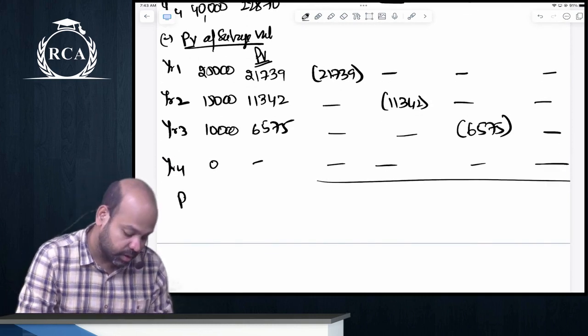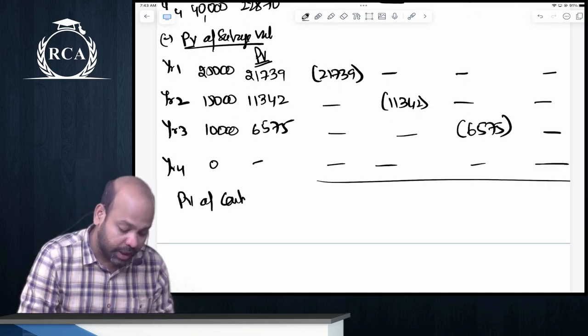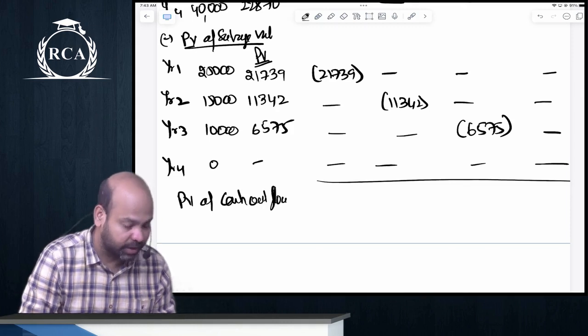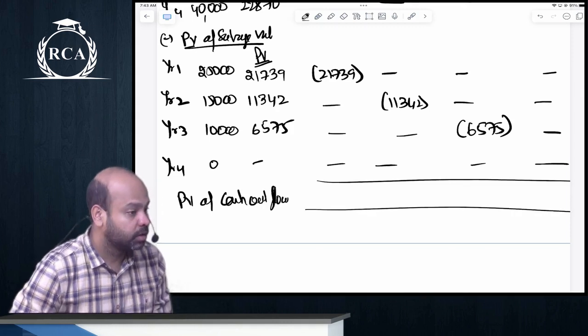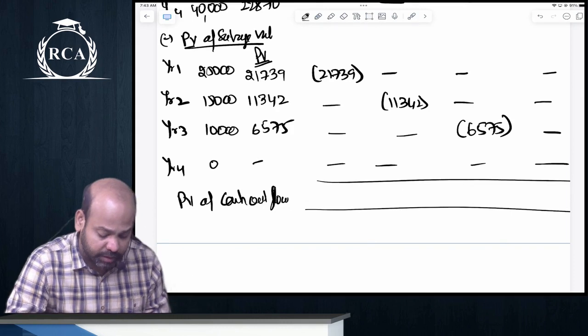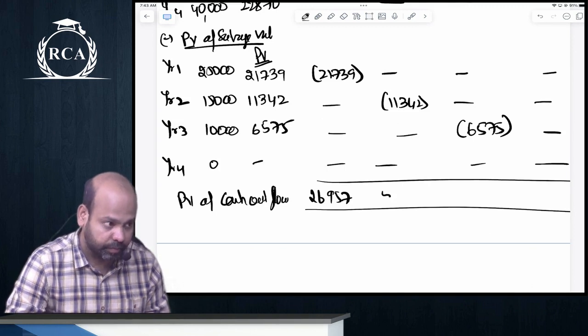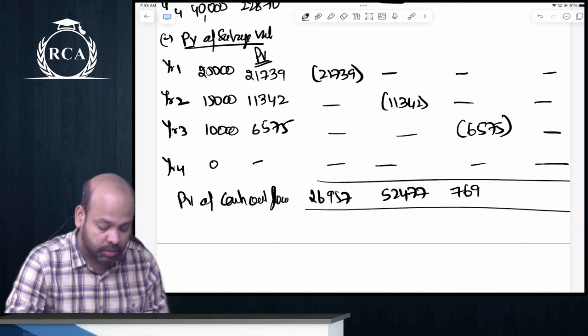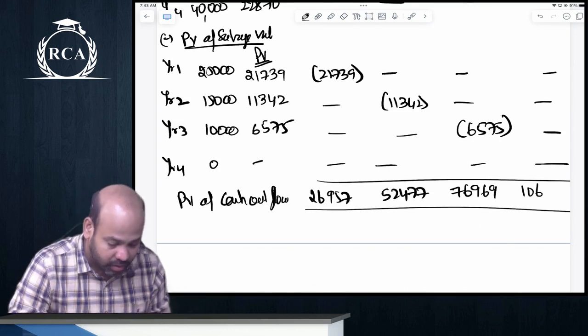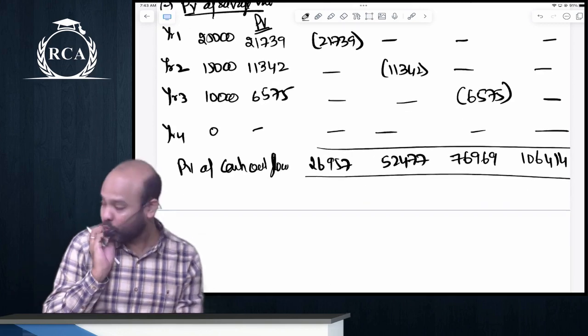6575 ये कहते हैं. Present value of cash outflows, guys. Can you tell me how much is present value of cash outflows, beta? First के नीचे बोल मिताली. 26,957, 52477, 969, 41. Now guys you have to compute what beta?